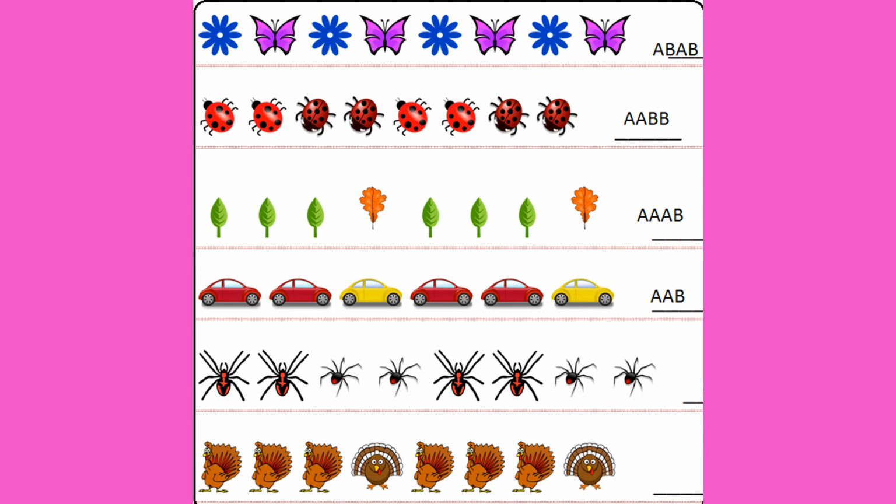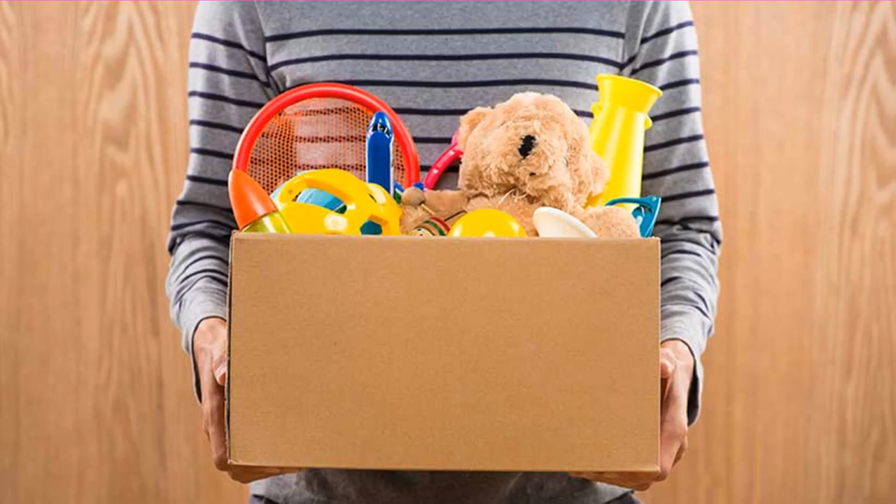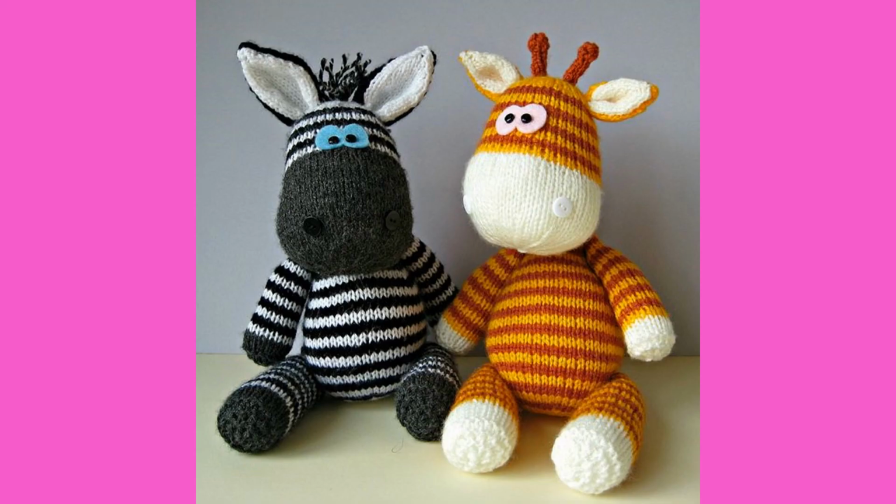Children, you have learned about patterns. Now build a junk box with the various kinds of waste, broken toys, objects, clay balls, etc. Share the things you have collected with your family members and create patterns with the things you have collected.